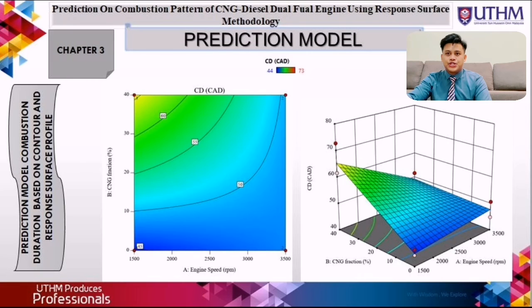The last prediction model is based on the contour and response surface profile. The combustion duration is the total duration of the flame development and the rapid combustion process. The burning duration behavior shows an increase in the burn time as the CNG injection flow rate increases. The highest combustion duration was predicted at approximately 1500 rpm at 40% CNG fraction.